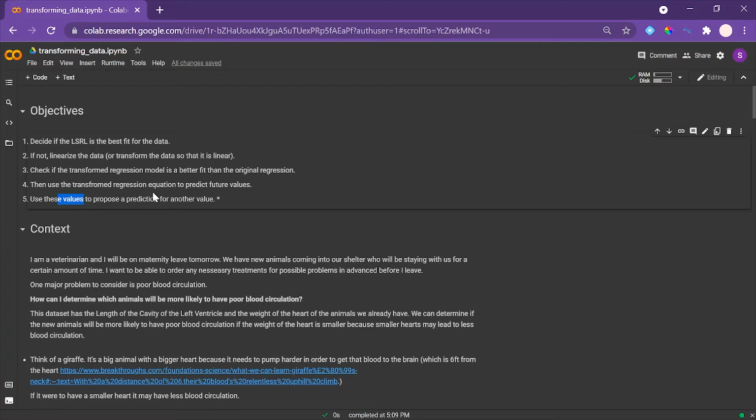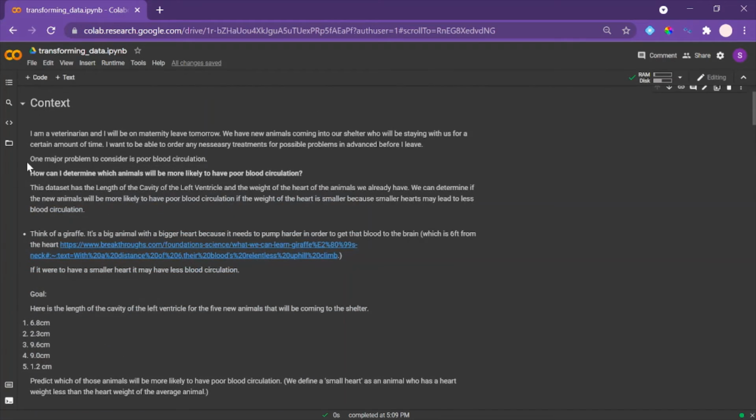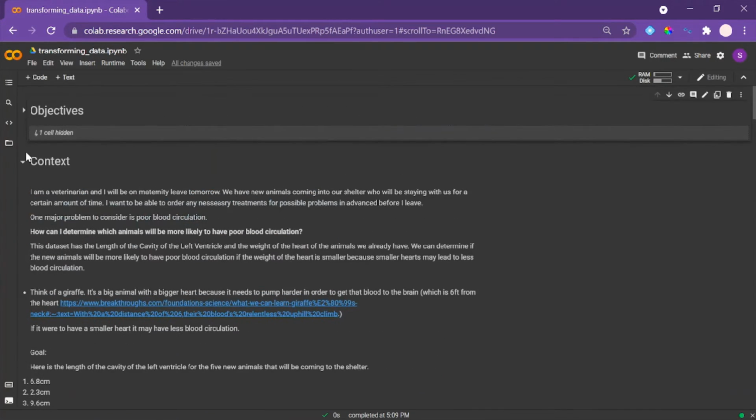The predicted heart weights to propose a prediction if these animals are going to have a poor blood circulation or not. Okay, so that's number 5. So that's the context of it. Let's get started with the code.